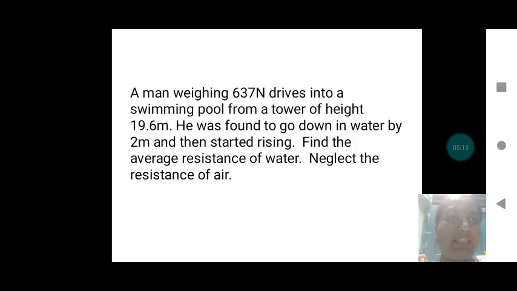A man weighing 637 newtons dives into a swimming pool from a tower of height 19.6 meters. He was found to go down in water by 2 meters and then started rising. Find the average resistance of water, neglect the resistance of air.